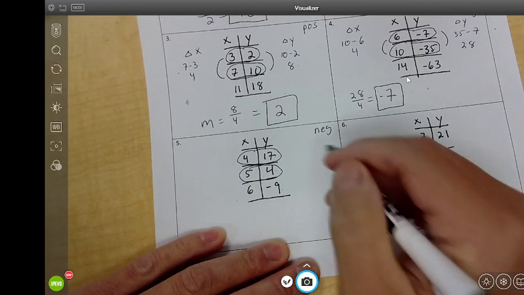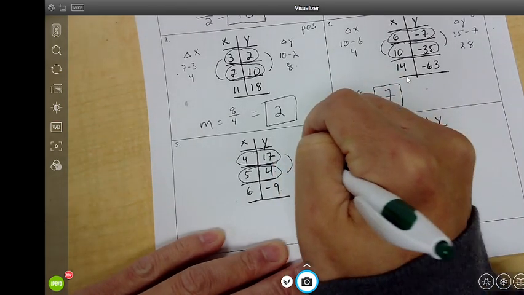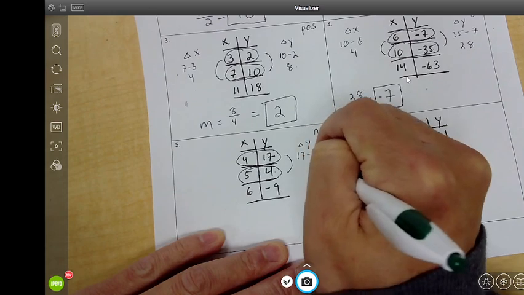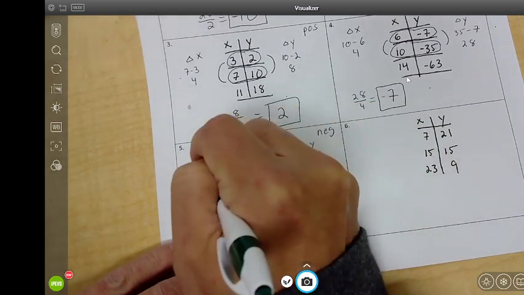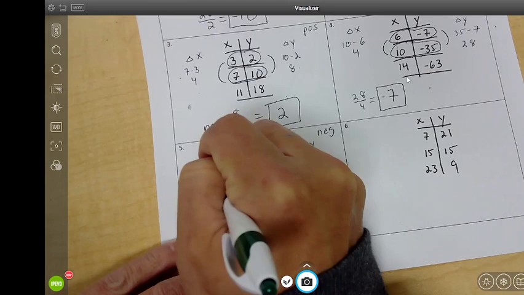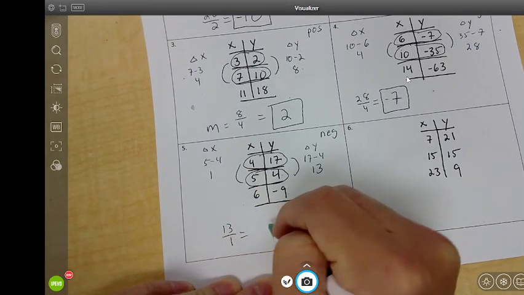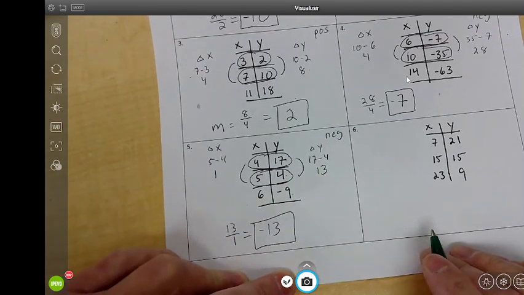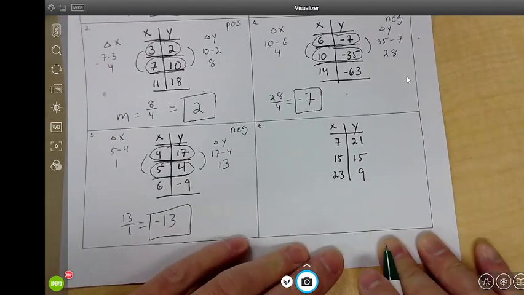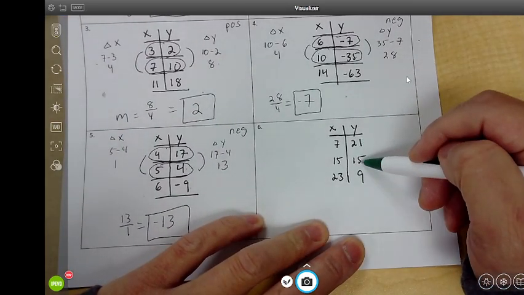So the change in y, I'm going to do 17 minus 4, that's 13. The change in x, 5 minus 4. Here's my change in x. 5 minus 4 is 1. So I'm going to do 13 divided by 1. 13 divided by 1 is 13. It's -13. Okay? And in number 6, y is getting smaller as you go down the table.